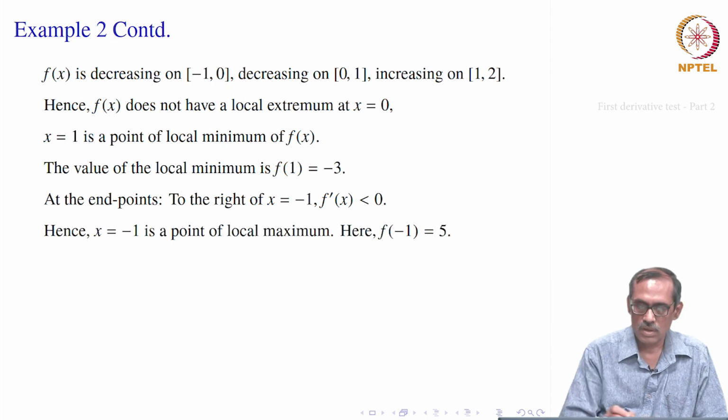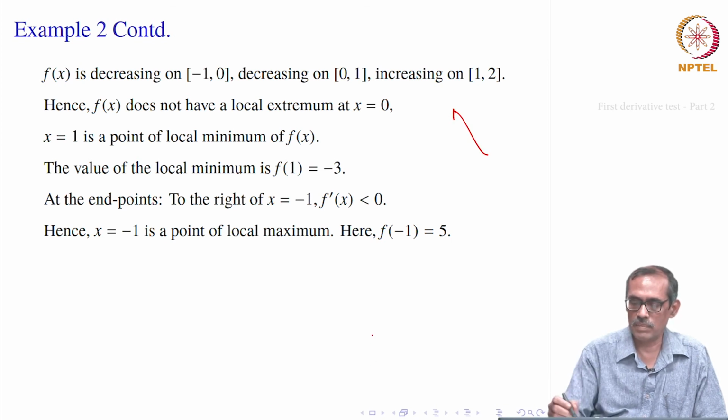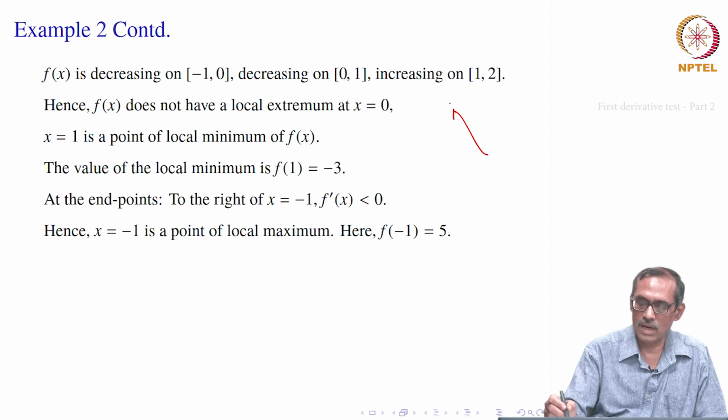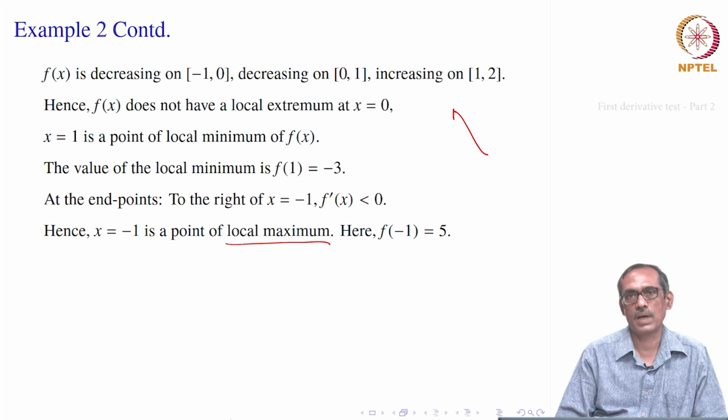So, since f prime is less than 0, f is decreasing at the left end point minus 1. So, at minus 1 there is a local maximum, okay. That is what it says, and the local maximum value is f of minus 1 equal to 5. You just substitute minus 1 there and get it.